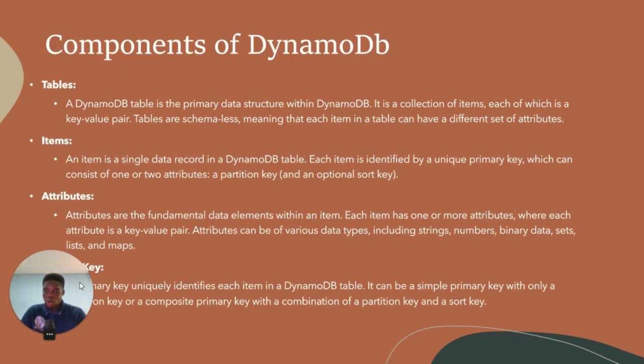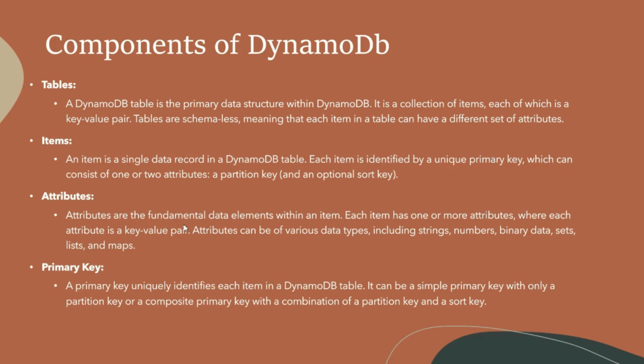So what are the components of DynamoDB? The first component we'll be discussing is tables. A DynamoDB table is the primary data structure within DynamoDB. It is a collection of items, each of which is a key-value pair. Tables are schemaless, meaning that each item in a table can have a different set of attributes. Another component we'll touch on is items. An item is a single data record in a DynamoDB table. Each item is identified by a unique primary key, which can consist of one or two attributes: a partition key and an optional sort key.